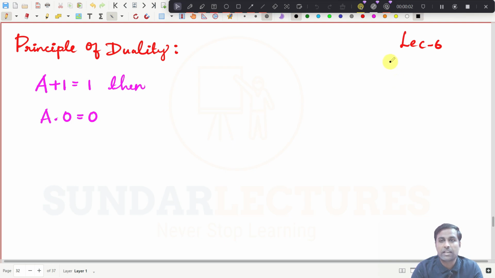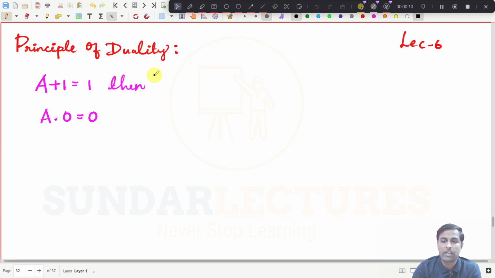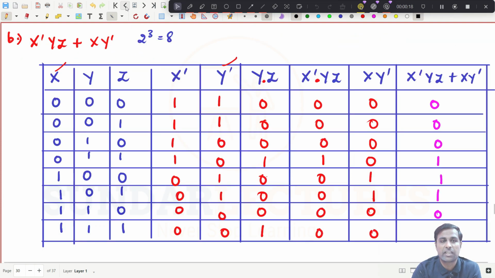Welcome to Sundar's lecture. This is lecture number 6, and in this lecture we are going to see the principle of duality, and there are so many laws in Boolean algebra, and we are also going to see some simplification of Boolean expressions, right? So what are the topics we have seen in the previous class?